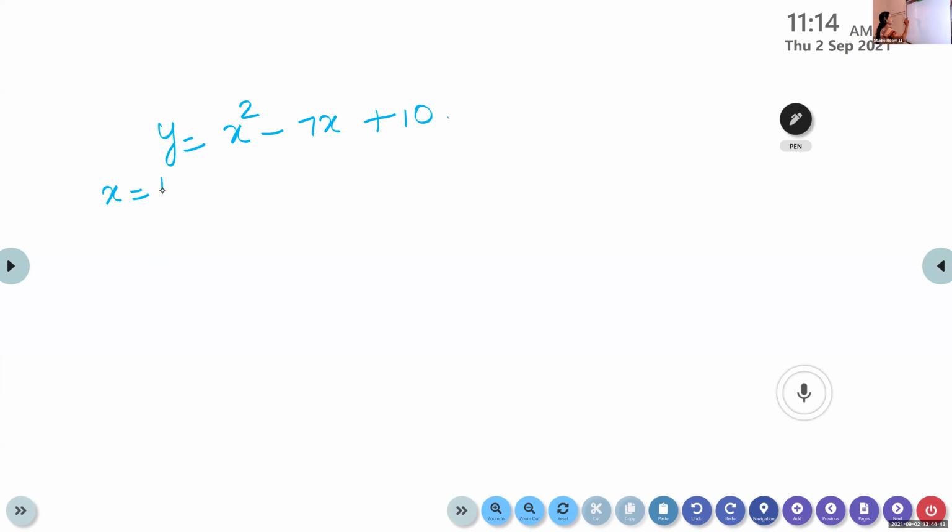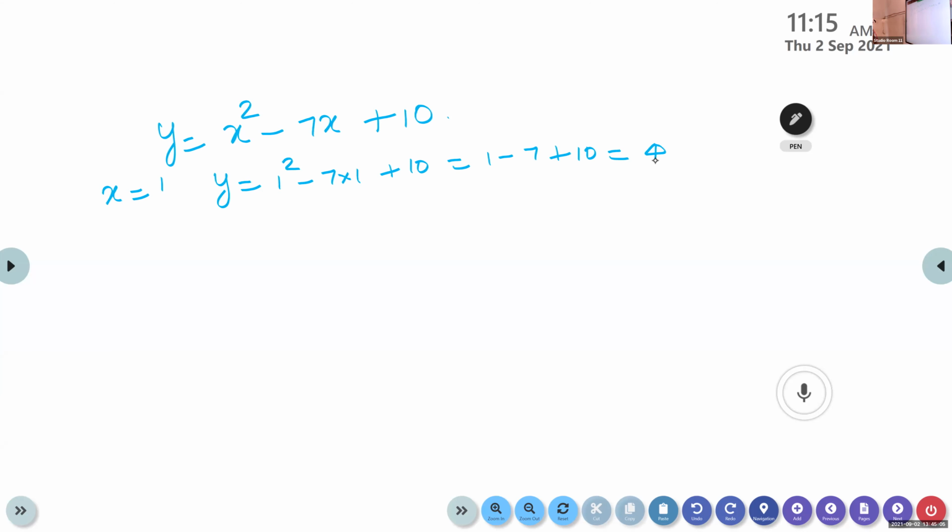You put x is equal to 1. Accordingly, you find out what y is. 1 square minus 7 into 1 plus 10. So we get 1 minus 7 plus 10. So what is it? Is it 4? You assign some values for x and find out the corresponding value of y.